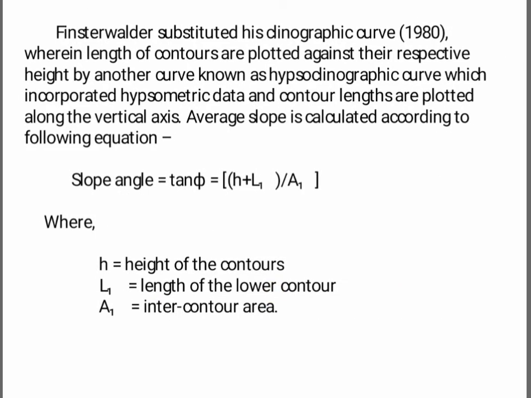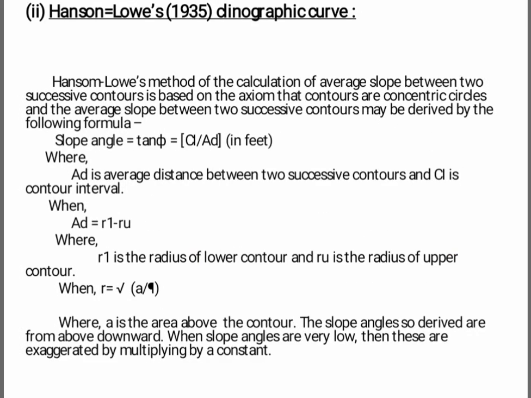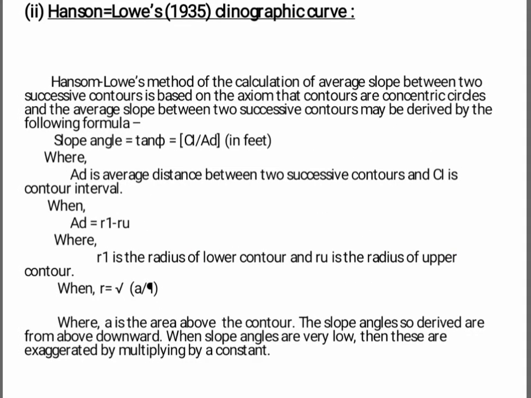Wentworth substituted his clinographic curve, wherein length of contours are plotted against their respective height, by another curve known as the hypsoclinographic curve, which incorporates hypsometric data, and contour length is plotted along the vertical axis. Average slope is calculated according to the following equation. Slope angle, tan theta, is equal to h plus L1 divided by A1, where h is equal to height of the contour, L1 is equal to length of the lower contour and A1 is equal to intercontour area.